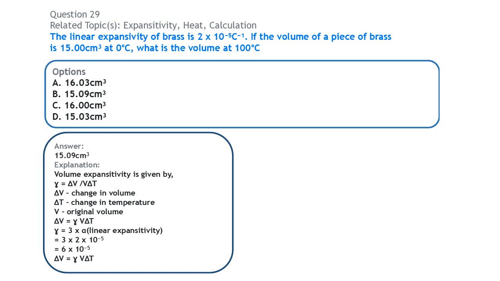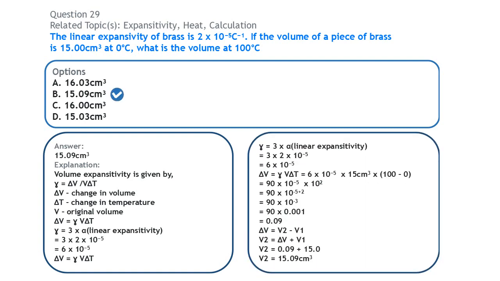So this times 3, we have 6 times 10 raised to the power minus 5. So this is the cubic expansivity or the volume expansivity. We can then substitute that back into this formula here. Remember, we got this formula from here, by making this thing the subject of the formula when you cross multiply. So we can now use this formula.